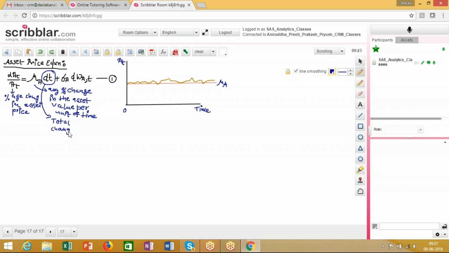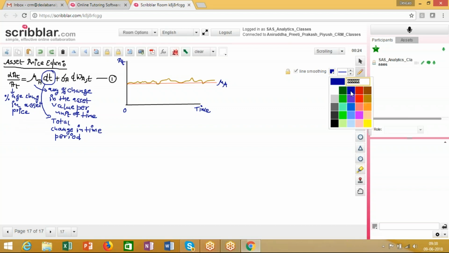It is the total change in time period. So this is the overall idea, that there is a total change in a time period. Now what do these two parts mean together?